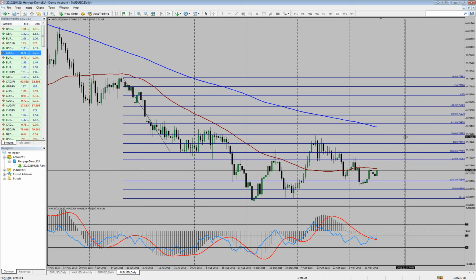So I'm looking for possible bullish entries just above the 0.7160 zone, and my targets will be the 0.7185 level as the immediate targets. This is the target for this week and until the middle of next week. This is it so far for today.